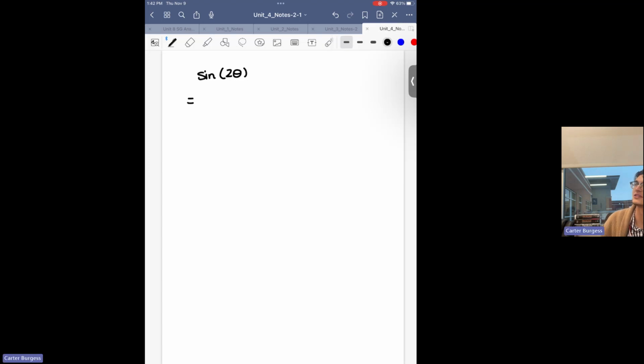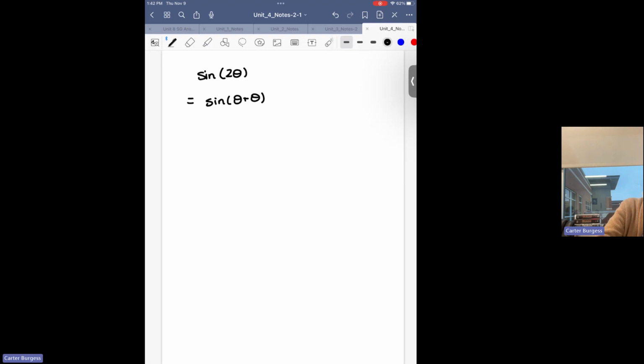Which actually, I don't even know that would fit the bill for linear functions, but not able to just bring the 2 up. Yeah, absolutely. This is just sine of theta plus theta. This is a sum identity, but alpha and beta are the same angle.